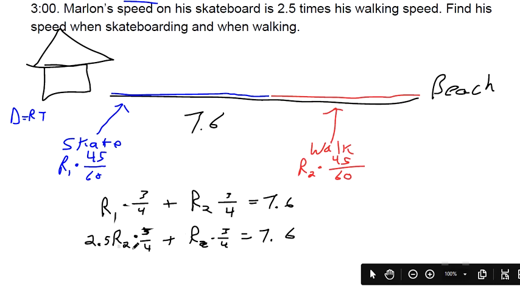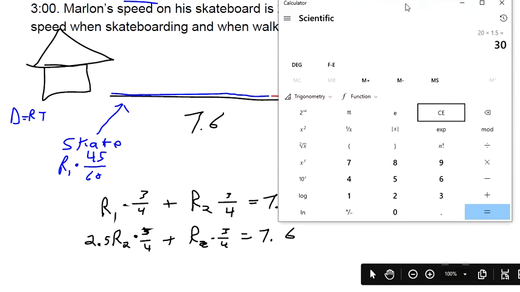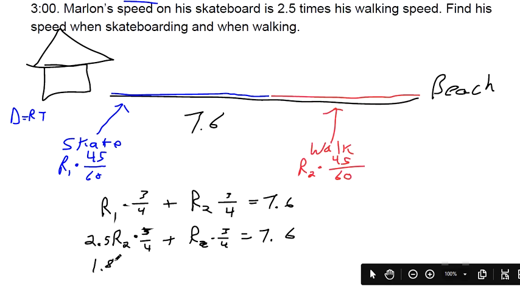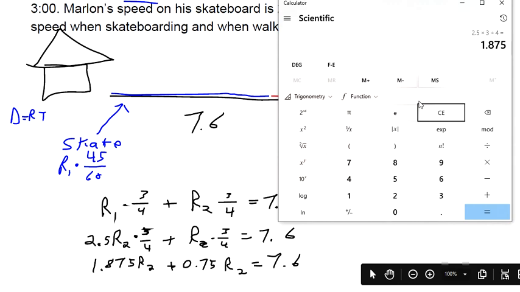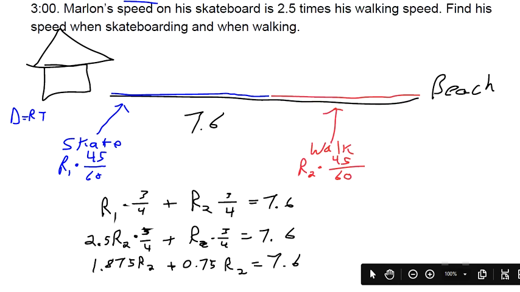Okay, so you first want to simplify a little bit. With my calculator, I'm going to do 2.5 times 3 divided by 4. So this is 1.875 R sub 2. And then over here, if you change this to a decimal, 3 over 4, that's 0.75. Now that we have like terms, we can add those numbers. So 2.625 R sub 2 equals 7.6.